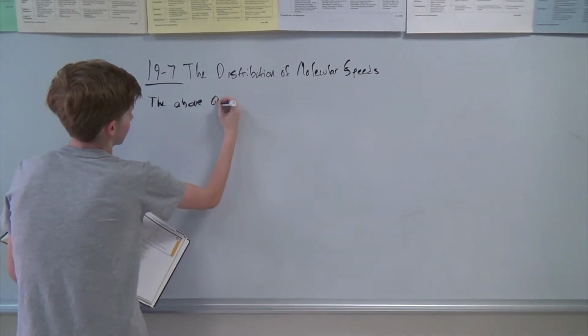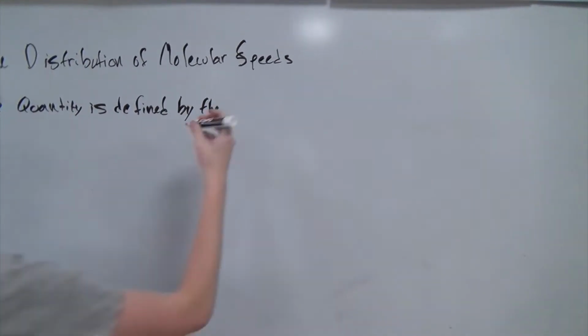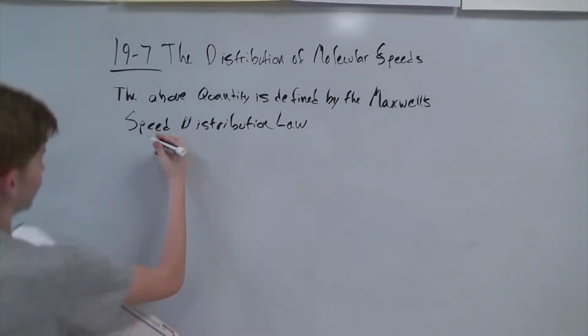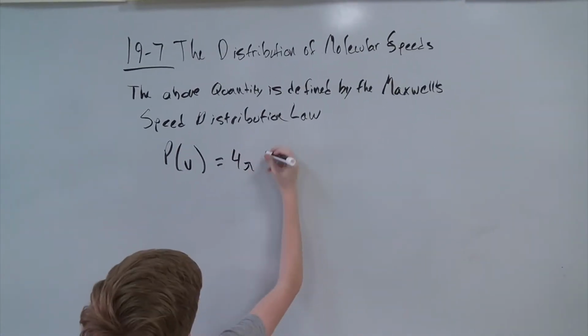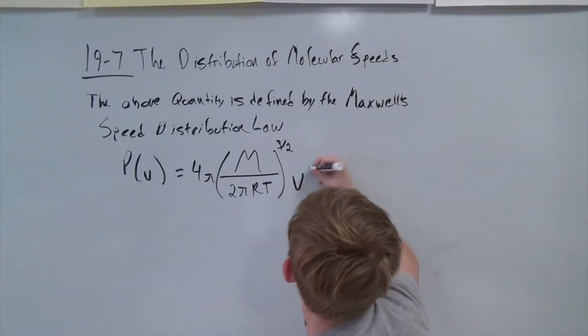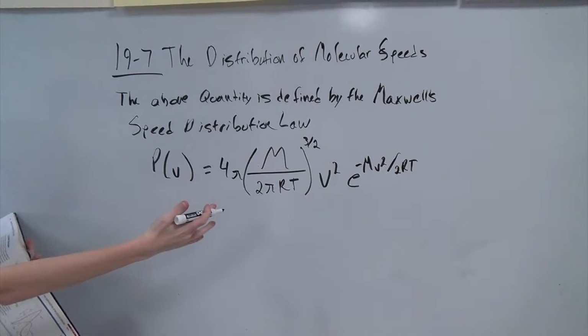Chapter 19.7 is all about the distribution of molecular speeds. First, I'm going to introduce you to a very long and complicated equation called Maxwell's speed distribution law. You should know all about the terms and quantities in there. It's basically molecular mass, gas constant, temperature, the molecular speed, and pi, but we all know about pi.